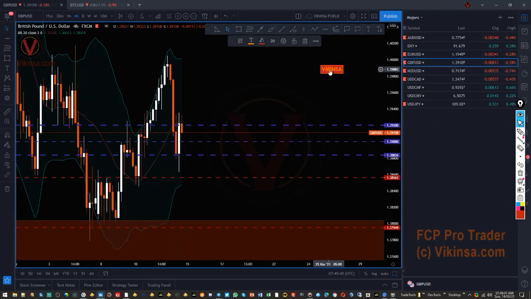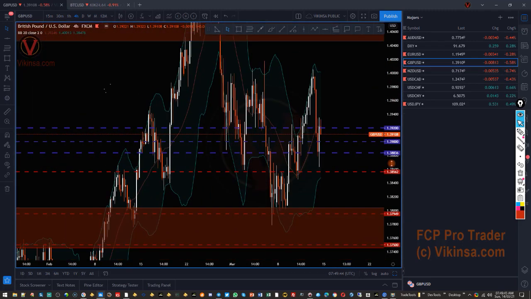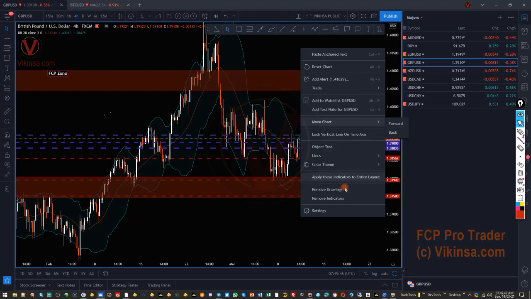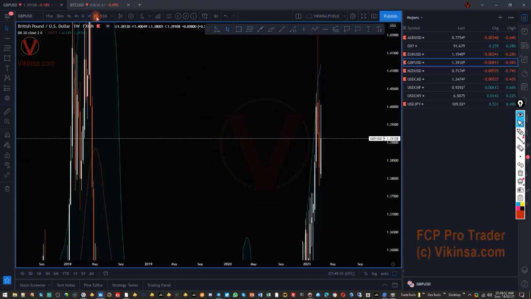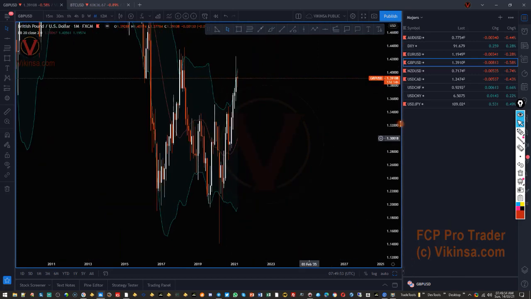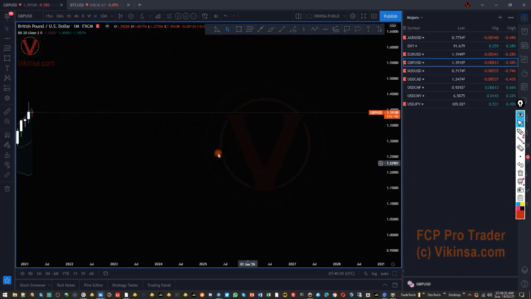Okay, GBPUSD has been really good. It has been absolutely bullish, and we have been able to take very nice trades on GBPUSD. But what's going on? Let's look at the monthly time frame first.